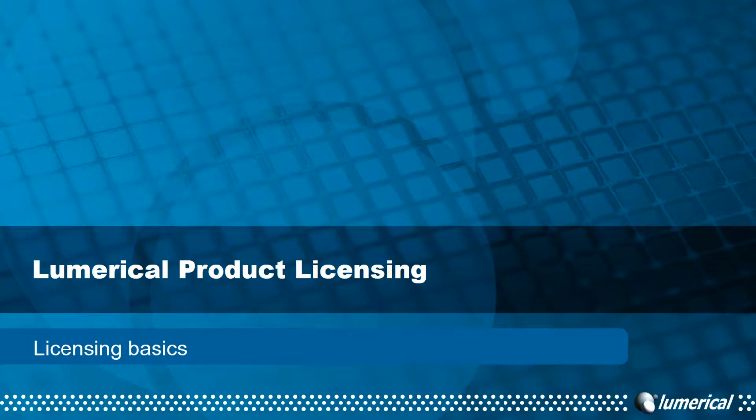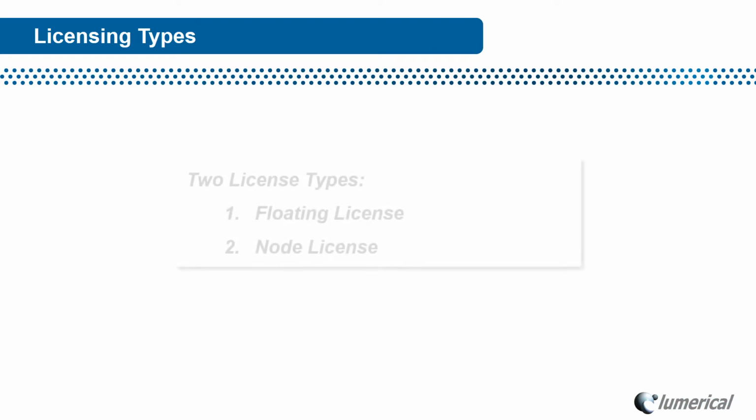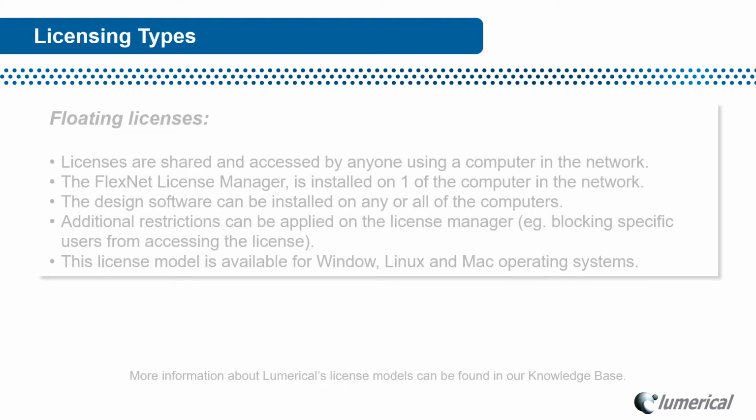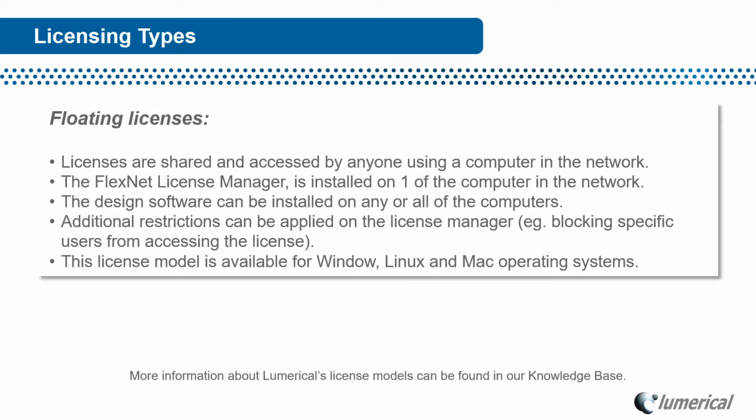In this video, we will review the basics of Lumerical's product licensing. Lumerical provides two license types, namely floating and node licenses. For floating licenses, any user can access the license as long as they are using a computer connected to the network. The licenses are managed by the FlexNet License Manager, installed on one of the computers in the network. Our software can be installed on all of the computers in the network.